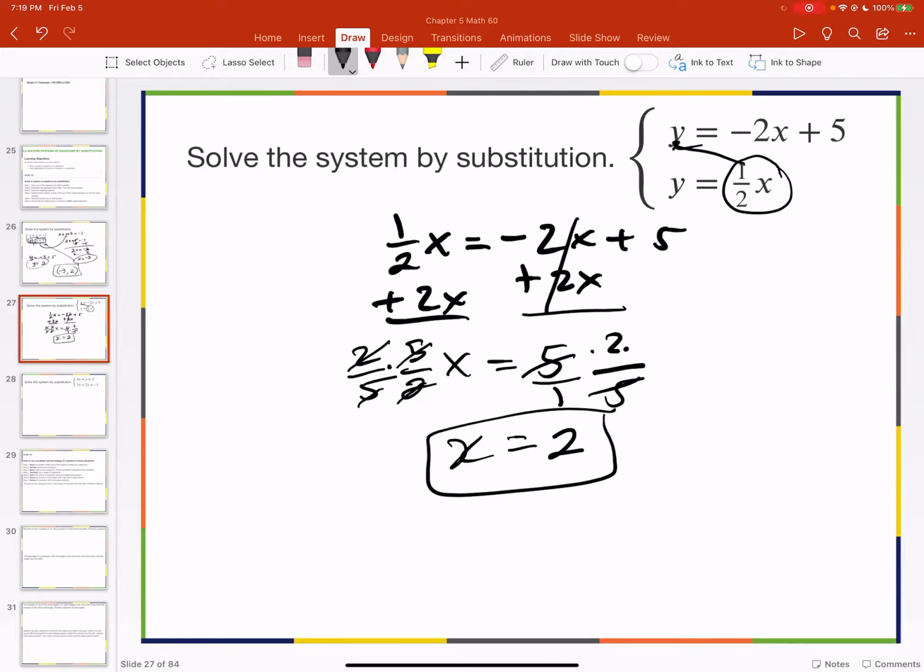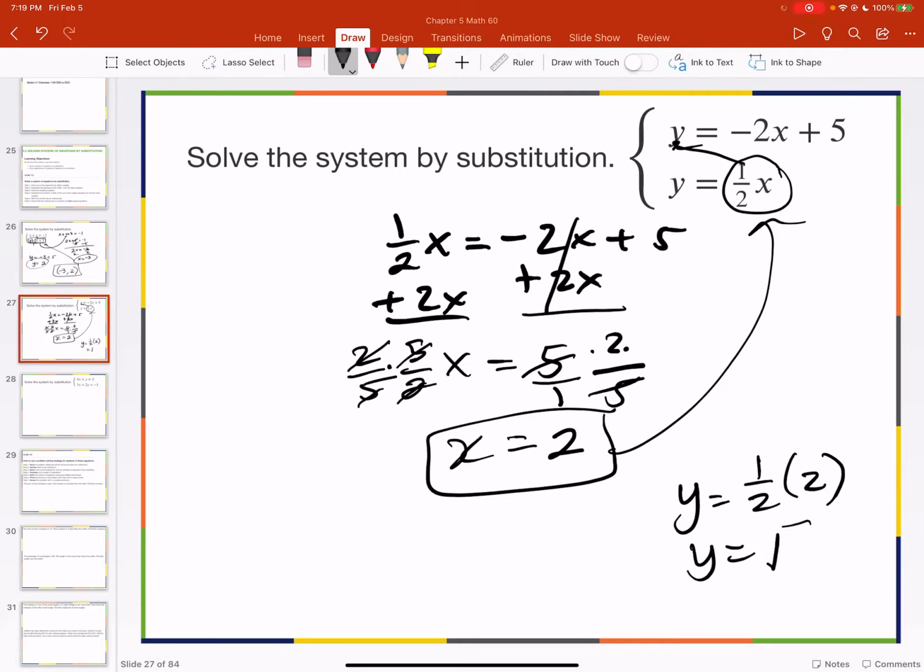But now we need to find y. So let's plug it into either one. The second one I will. So 1/2 of 2 is equal to 1. So then your final answer is x equals 2, y equals 1.